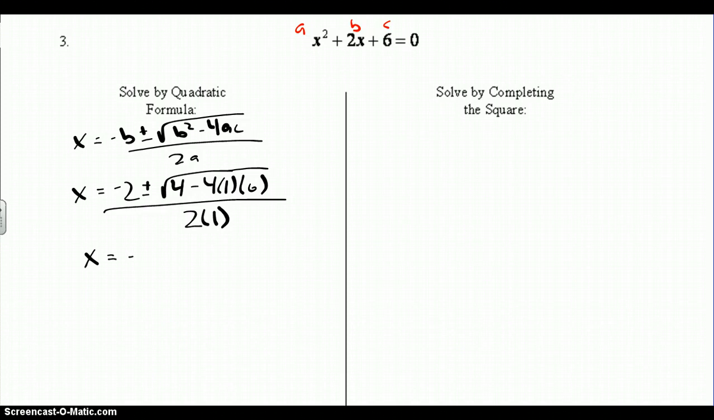Let's simplify what's underneath the square root. Plus or minus, that 4 times 1 times 6 gives me a 24, so it's going to be minus 24, all over 2.